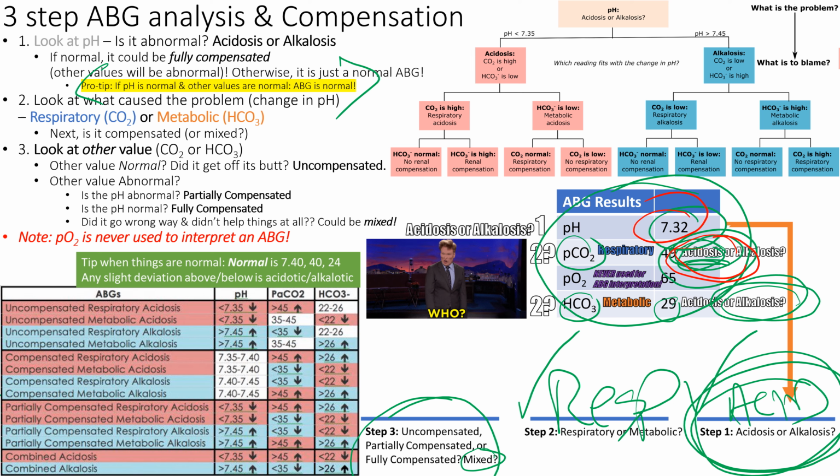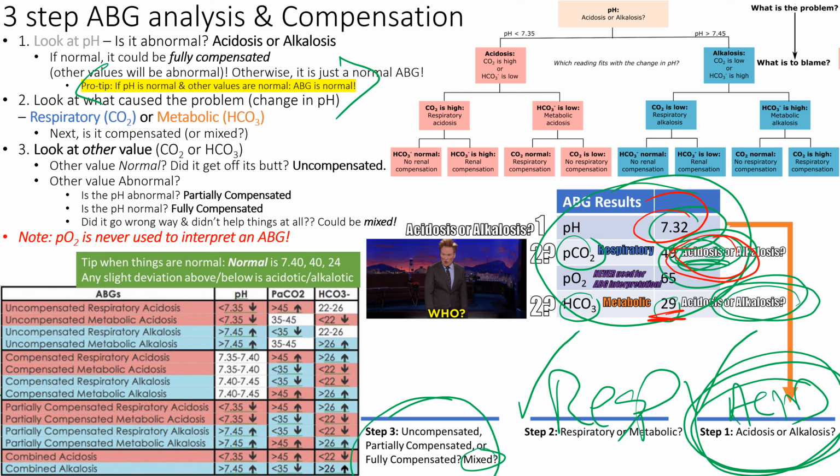Acidosis, and is the other one trying to fix it or not? Did it try to fix the problem, or is it normal? If it didn't do anything at all, it's just still 22 to 26, then we know that it's uncompensated. It didn't do anything to try to fix the problem. But if it's trying to fix the problem, which it is, it's 29, it's trying to fix this acidosis. That is partially compensated or fully compensated.